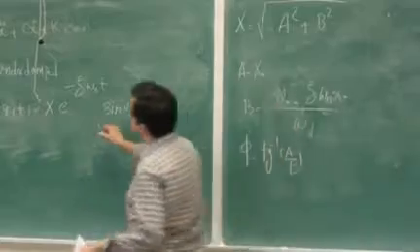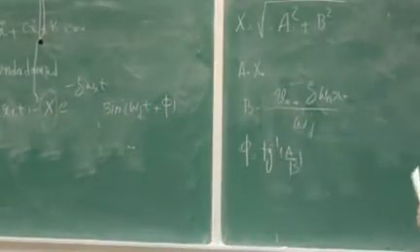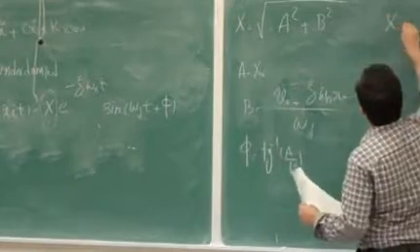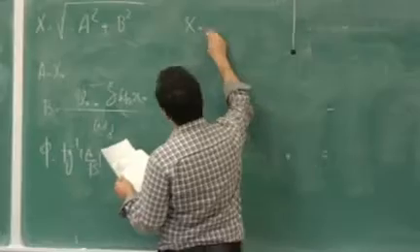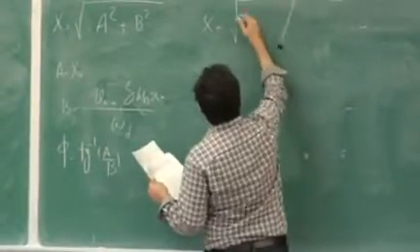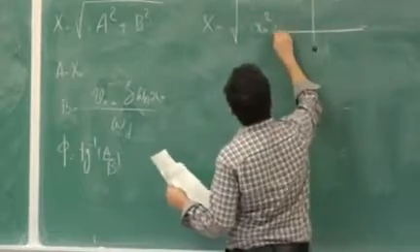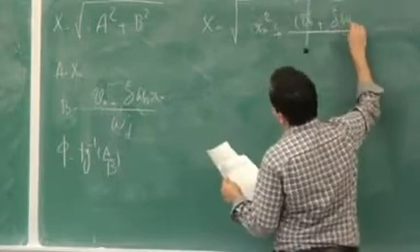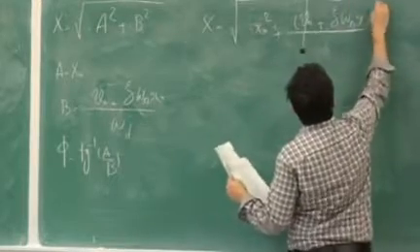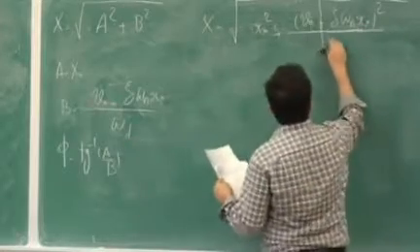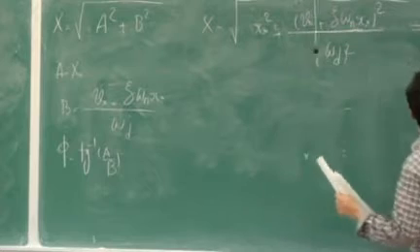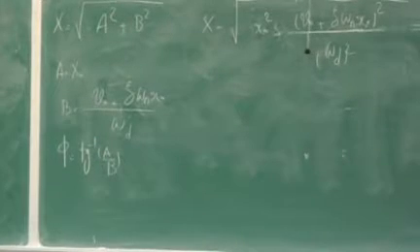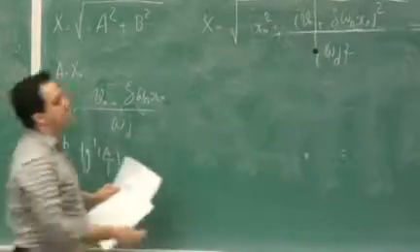So the amplitude is going to be this. We would like this to be less than 1 millimeter. So a squared plus b squared must be, the maximum is going to be 1 millimeter. So I'm just writing that. X must be equal to the square root of x naught squared plus (v naught plus zeta omega n x naught) squared divided by omega d squared, and it must be less than 1 millimeter.